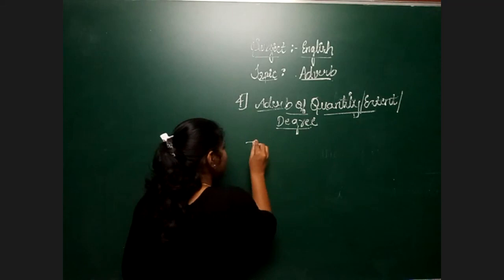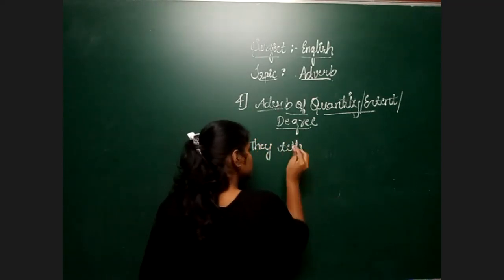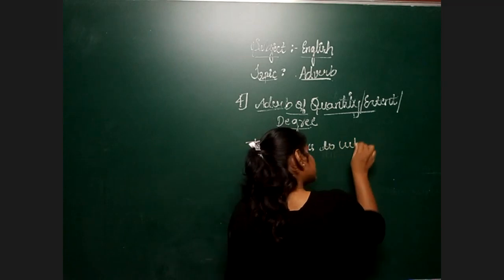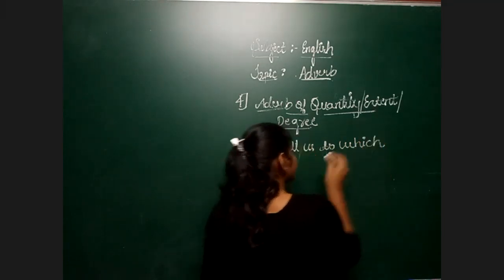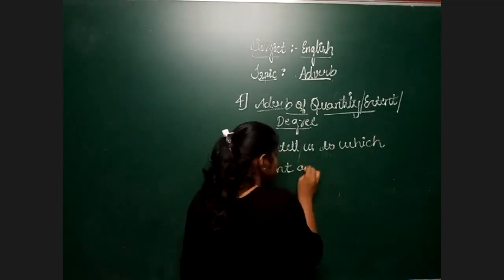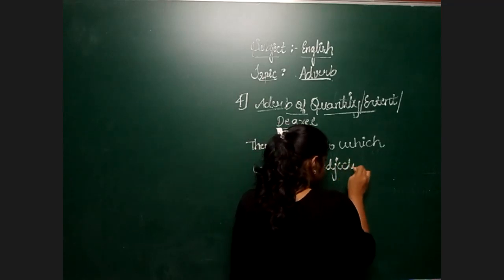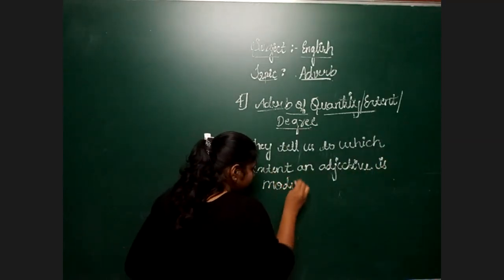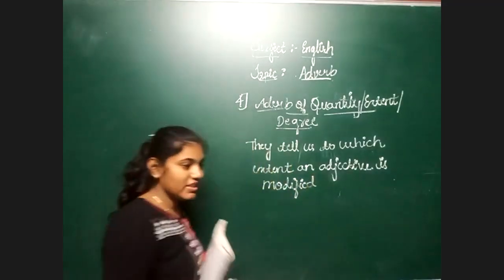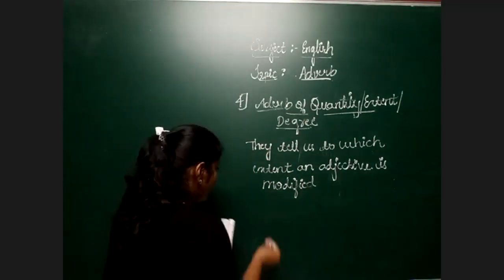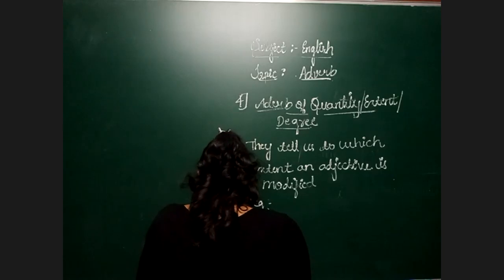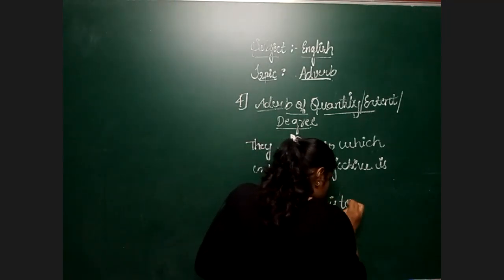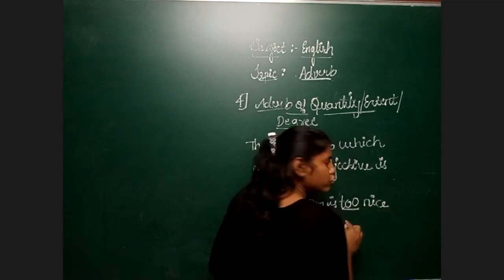What is this? That tells us to which extent an adjective is modified. On which extent? Whether it is good or bad, whether it is comparative degree, like that. For example, your pen is too nice. It tells the degree. Too nice, like that.